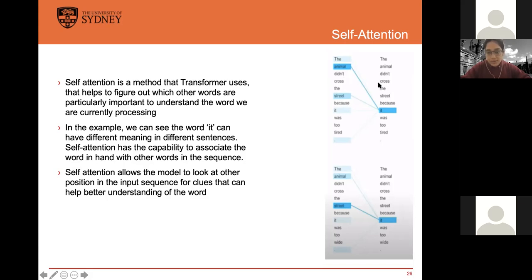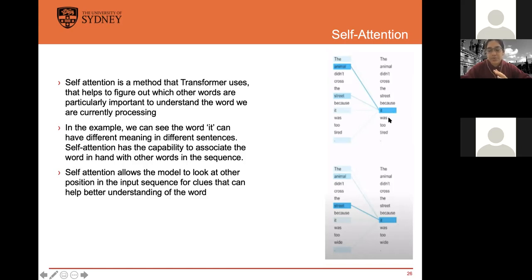And it also has the power to identify the context of this word with respect to other words in the sequence. So in this sentence, the animal didn't cross the street because it was too wide, here it has a different meaning, and the self-attention mechanism has the power to distinguish between these as well. Here the association with street is strongest, and there the association with animal is strongest.